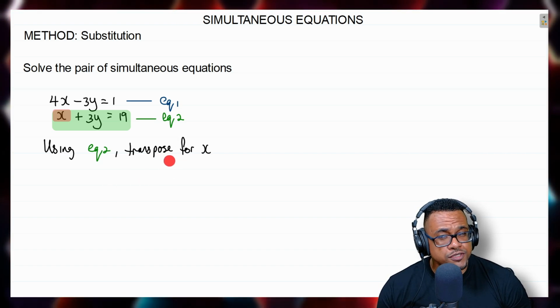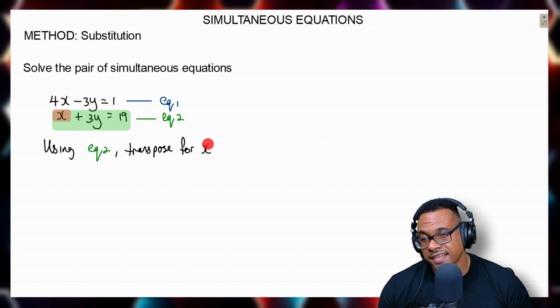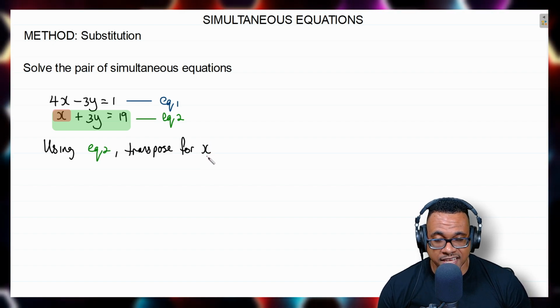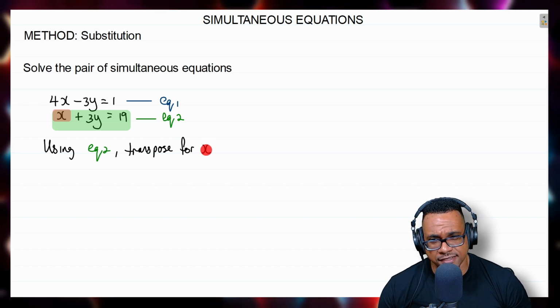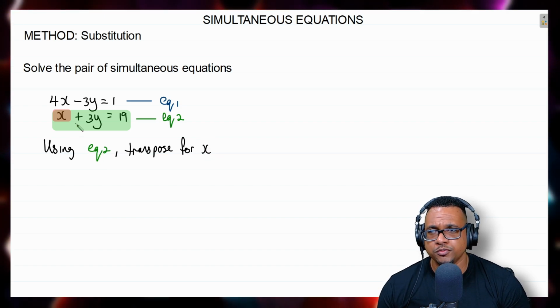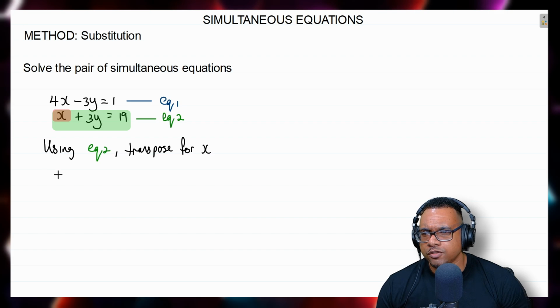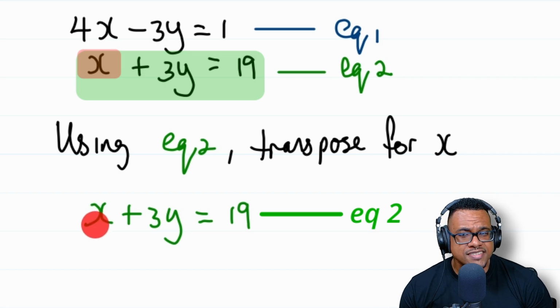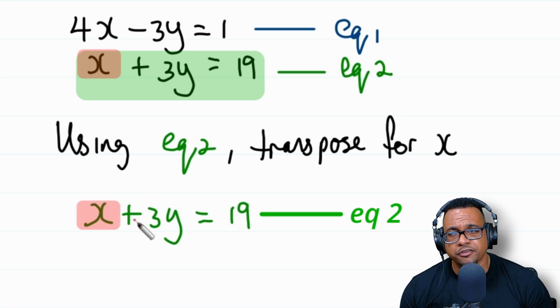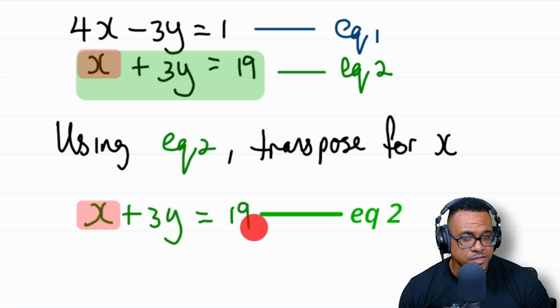Now transpose for x means you want x by itself on one side of the equal sign. It doesn't matter if it's on the left-hand side or the right-hand side, as long as the x is by itself. So I'm going to write down equation 2: x plus 3y is equal to 19. If we want this x by itself, we have to get rid of this positive 3y that's on the left-hand side of the equal sign, and this 19 is on the right-hand side.